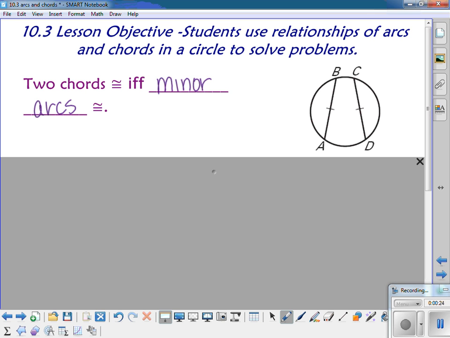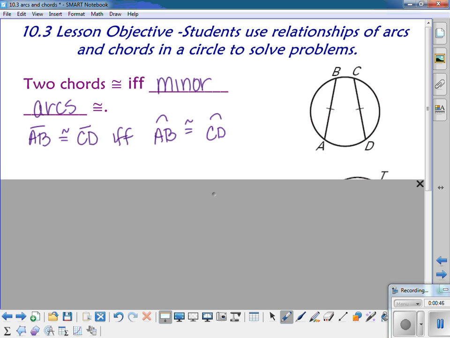And so in my picture here, segment AB is congruent to segment CD if and only if arc AB is congruent to arc CD. And this can be in the same circle or it could be in congruent circles.